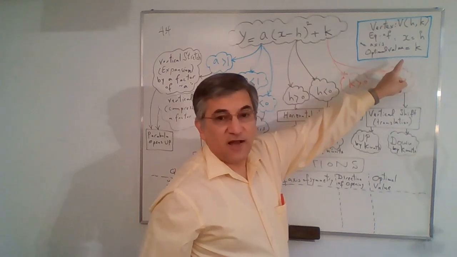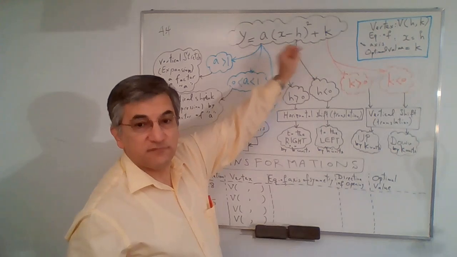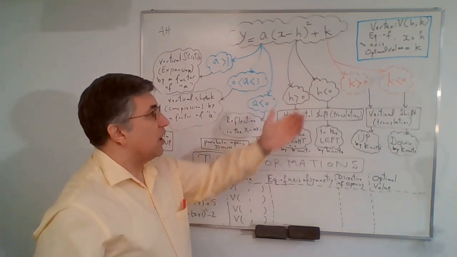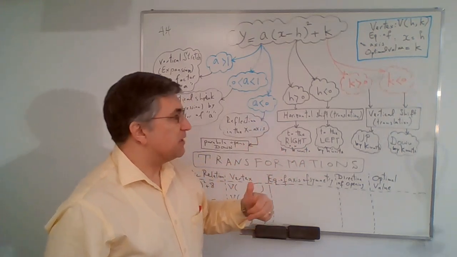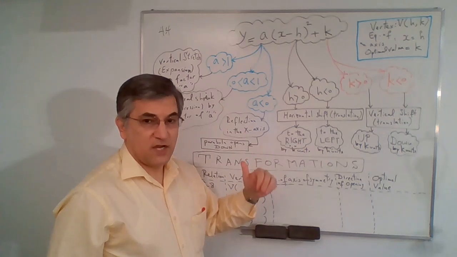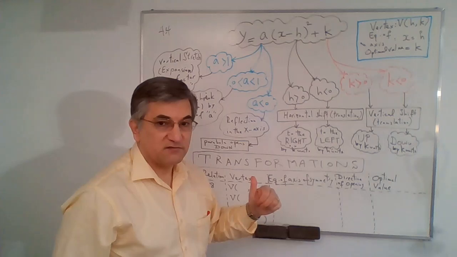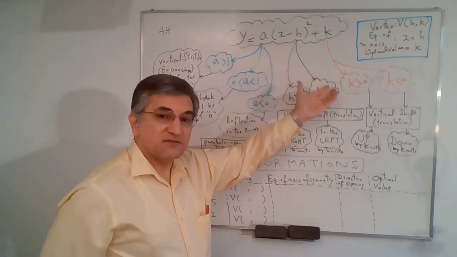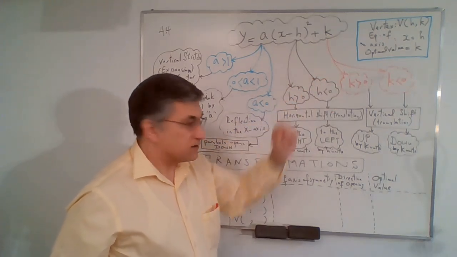And then optimal value is always equal to k, which is the y coordinate of the vertex, of course. Optimal value is the same as maximum value or minimum value. Depending on the parabola opening up or down, we're going to have a minimum or maximum point respectively. And as a result, we're going to have max value or min value. But it's always equal to k no matter what.